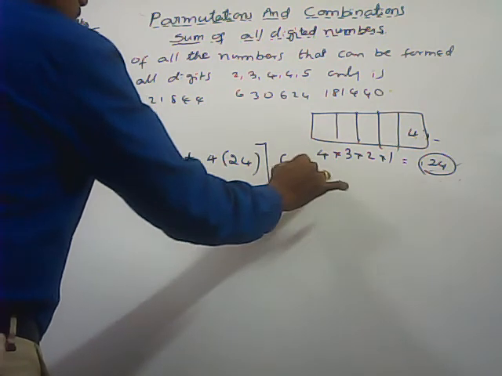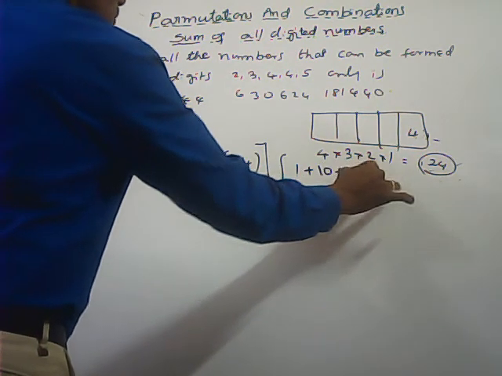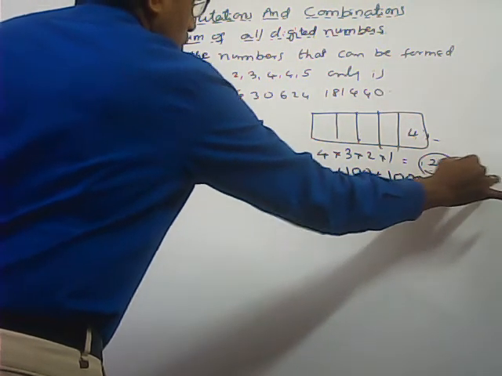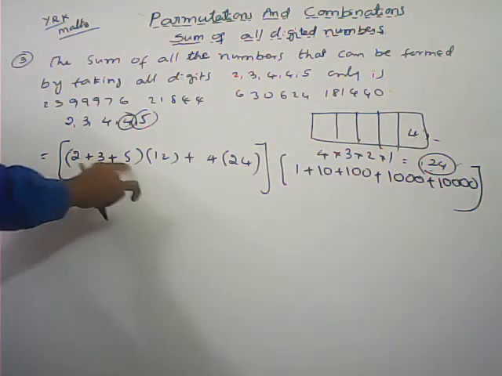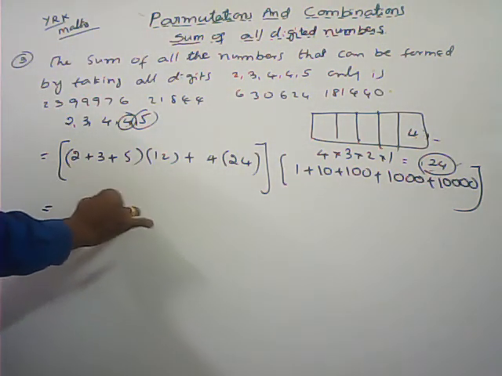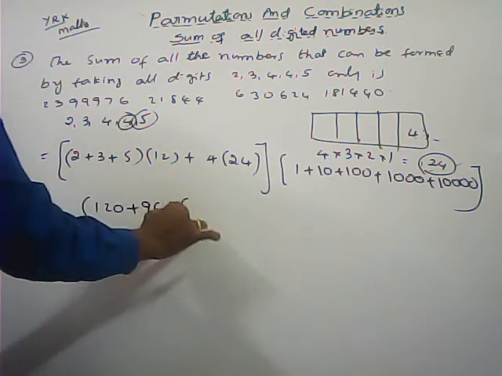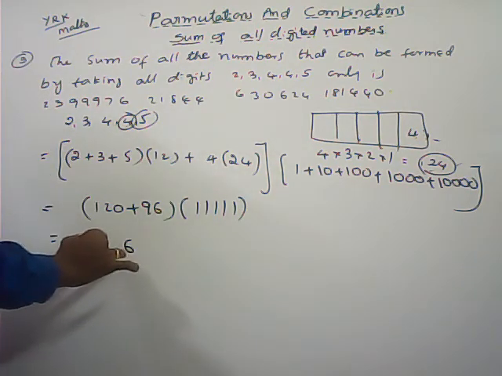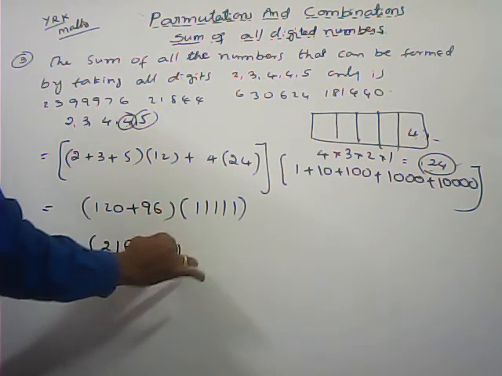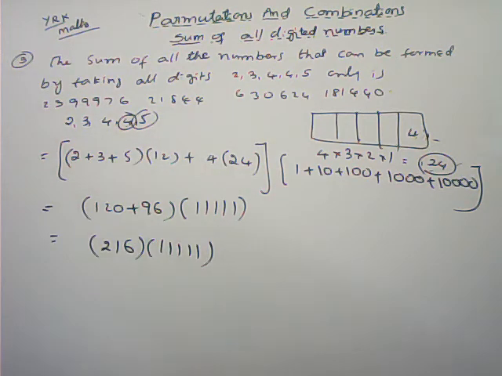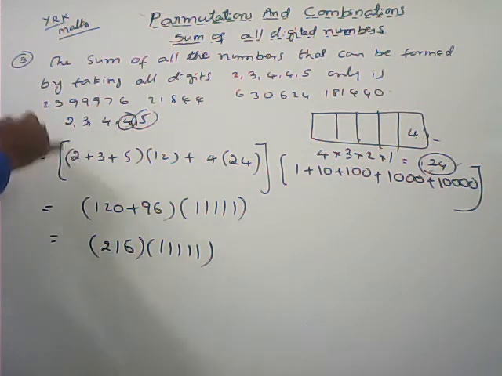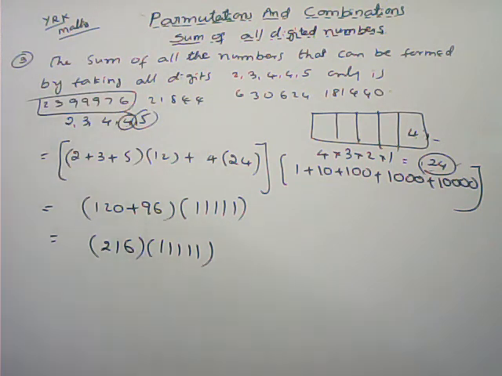And units place, tens place, hundreds place, that is equal to 120 plus 96 into 5 ones. That is 216 into 5 ones. By multiplying this one, units digit, we can get 6 only. Here 6, only one option is there. That is the first option.